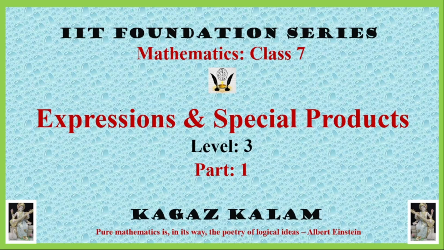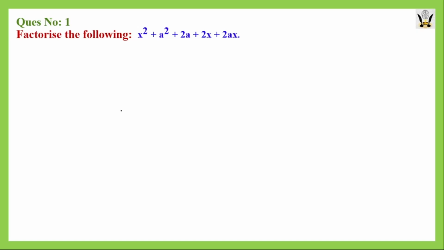In today's class, we will be solving a few problem sums based on expressions and special products which are of level 3. The first sum is about to factorize a given expression. So let's do that. Now I will take the fifth term and I will move towards left, and that I will take as now second term.